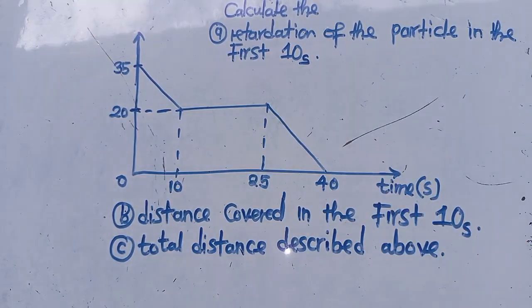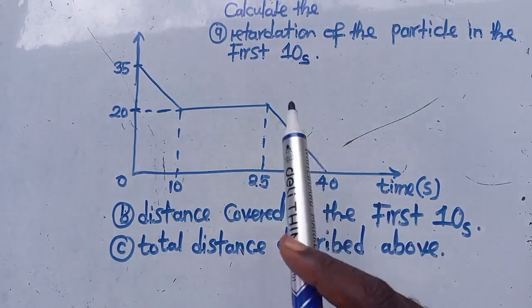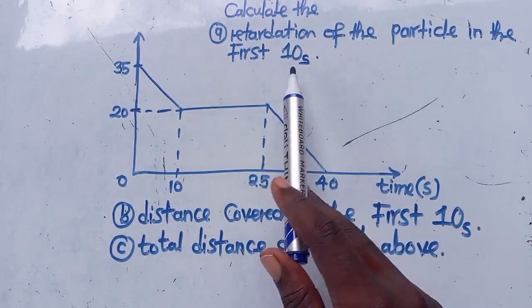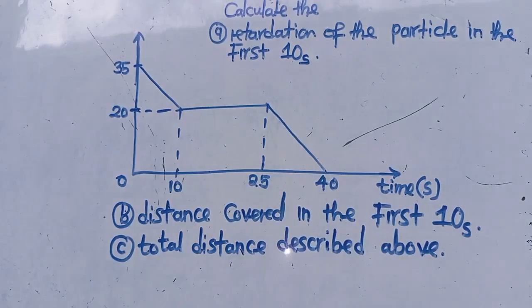The question is falling under speed-time graph. So how can we go about this particular question? Calculate the retardation of the particle in the first 10 seconds. How then do we answer a question like this in an exam?